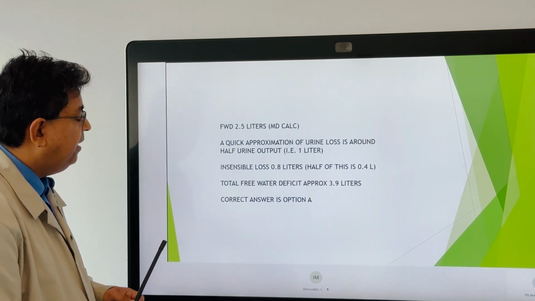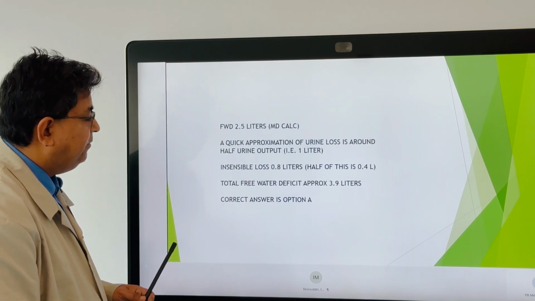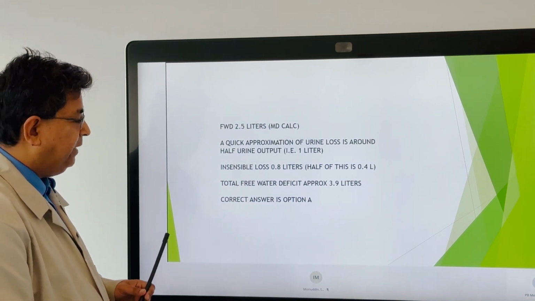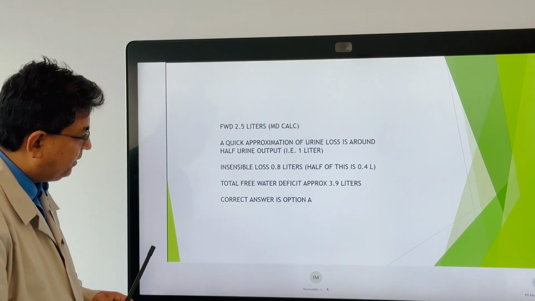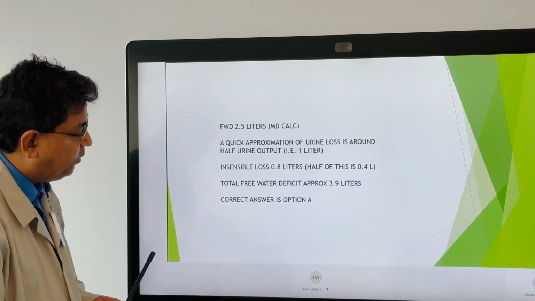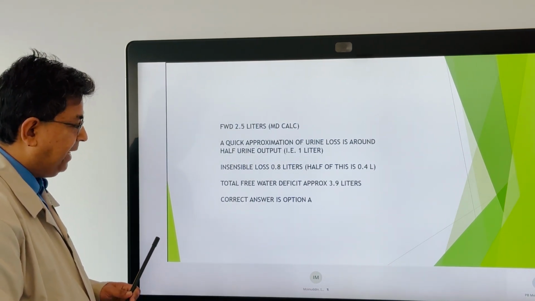Insensible losses have been specified at around 0.8 liters. So half of this would be 0.4 liters. And the total free water deficit, therefore, is 2.5 plus 1 plus 0.4, which is approximately 3.9 liters. So the correct answer is option A.